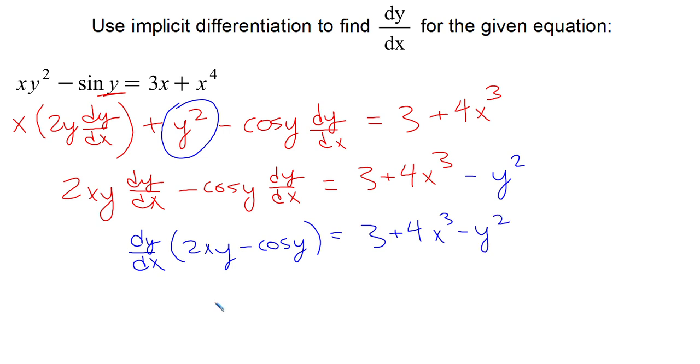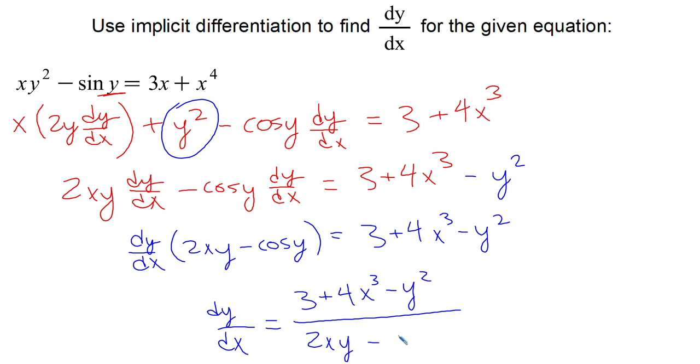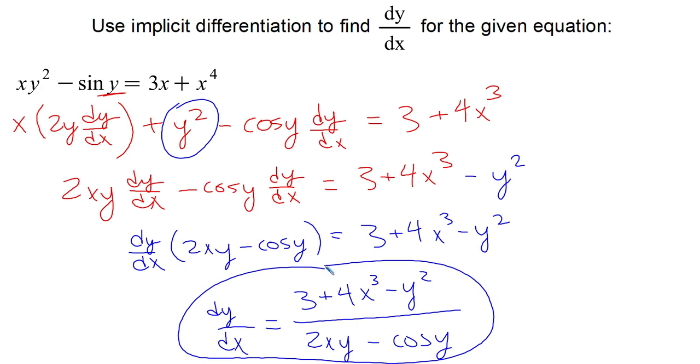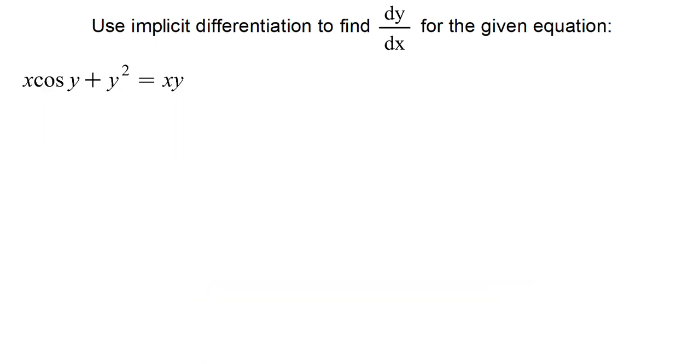And then we'll just divide to get our final answer. So 3 plus 4x cubed minus y squared, all over 2xy minus cosine y. And there's our dy/dx for this equation. So we've got 2 more here to do.